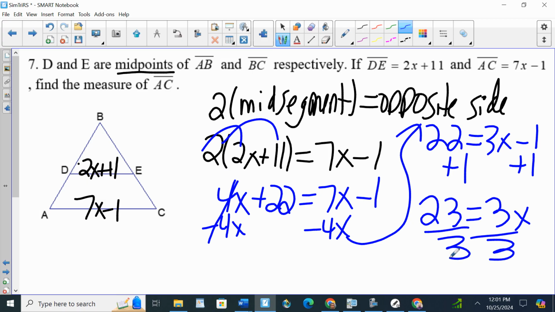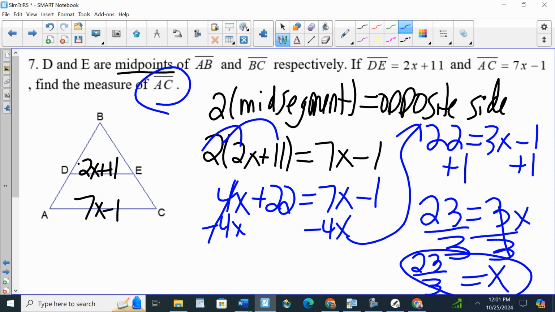I got 23 over 3. I guess this is just a flaw in the problem. I'm just going to leave it as 23 over 3. You won't get one that won't work out on your exam. AC, it's asking for. So AC is 7x minus 1.